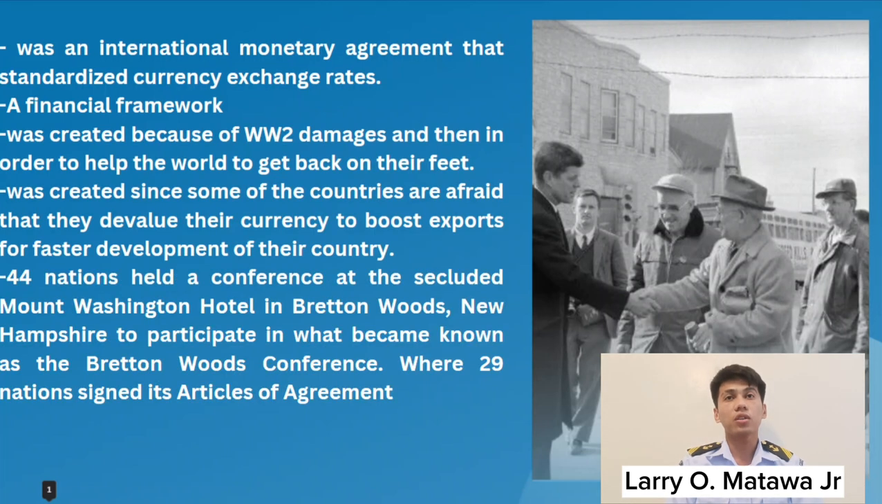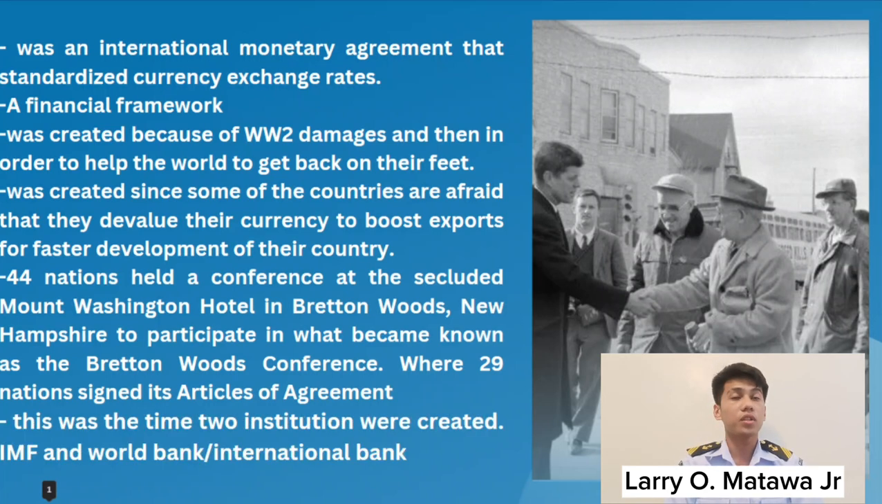Fifth, 44 nations held a conference at the Mount Washington Hotel in Bretton Woods, New Hampshire, which became known as the Bretton Woods Conference, where 29 nations signed its articles of agreement. And lastly, this was the time two institutions were created, and these are the IMF and the World Bank, or International Bank.